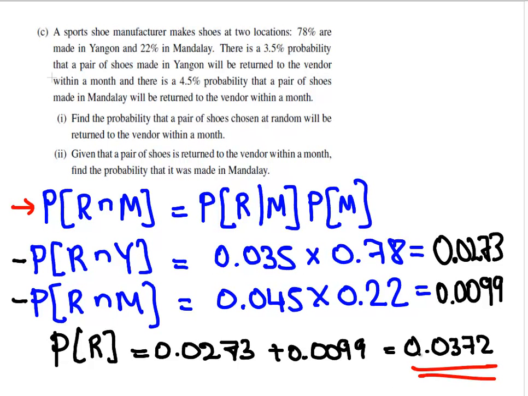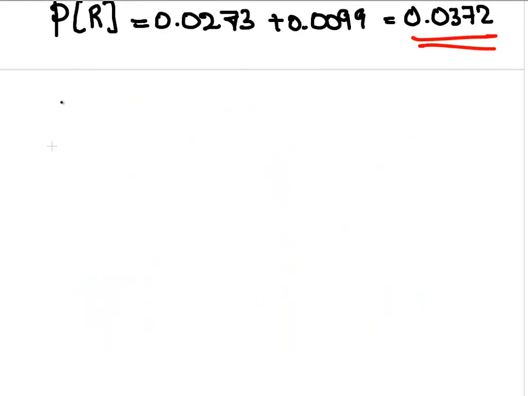What is the probability of a return? And the answer is 0.0372, or in other words 3.72%. Okay. Now, given that a pair of shoes is returned to the vendor within a month, find the probability that it was made in Mandalay. Now, this is very straightforward to calculate. If you think about the question, it's a conditional probability question. The probability that it came from Mandalay, given that it was returned, is what we're being asked here.